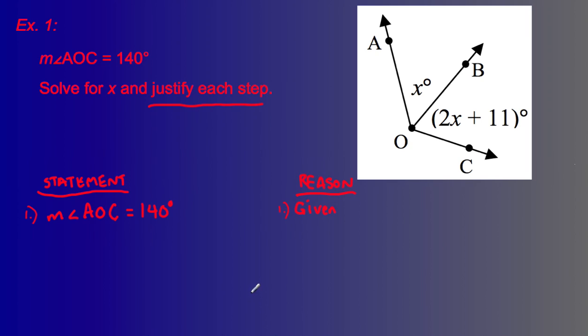First statement, first reason. If we go on to our second statement, AOC, if you notice from the diagram, is made up of this slice here, angle AOB, and this slice here, angle BOC. So using our angle addition postulate, we can say that the measure of angle AOB plus the measure of angle BOC equals the measure of the big angle AOC. And the reason we can give for that is the angle addition postulate that we learned back in Unit 1.